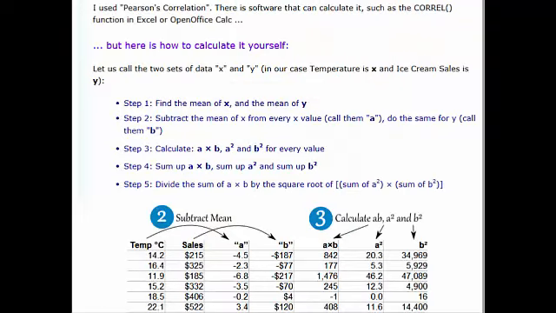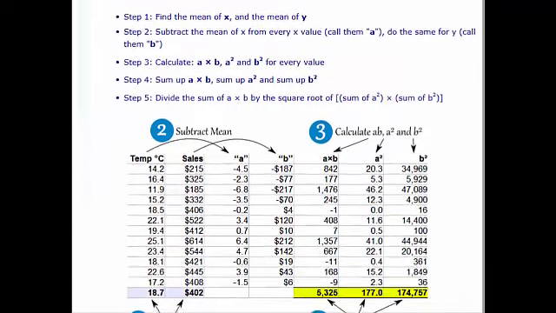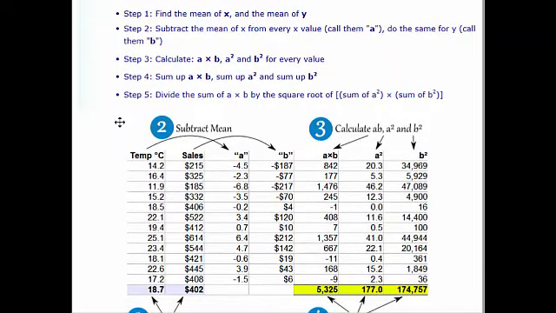So in order to calculate the correlation coefficient, the first steps are similar to the mean absolute deviation and the standard deviation. We're going to calculate the mean. We're going to subtract from each value. Now remember, we have an X and a Y value here. So if we were looking, for instance, at temperature, we would find the average there and then find the differences, and we call that A. We would do the same thing for the Y values and call the differences from that mean B.